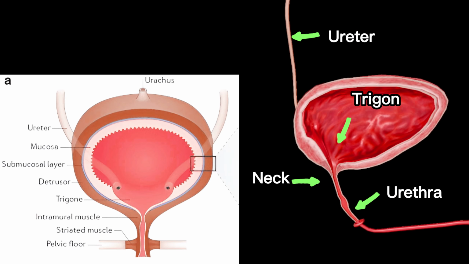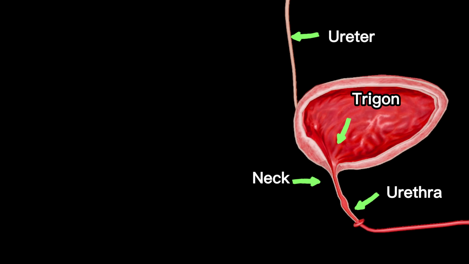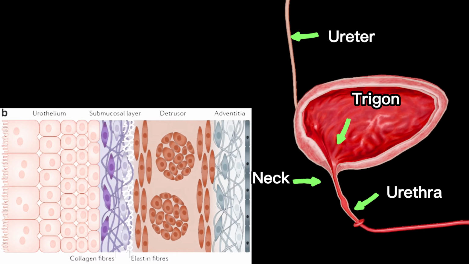Detrusor muscle. This is the smooth muscle layer of the bladder that contracts to expel urine from the bladder. Mucosa. The innermost layer of the bladder is lined by a specialized transitional epithelium that allows the bladder to expand and contract. Submucosa. This layer of connective tissue contains blood vessels, nerves, and lymphatic vessels. Adventitia serosa. The outermost layer of the bladder is composed of connective tissue that anchors the bladder to surrounding structures.